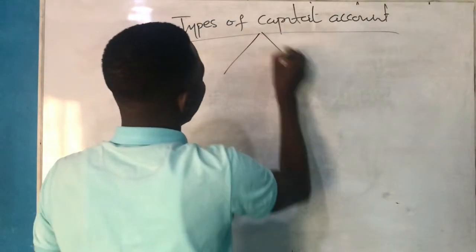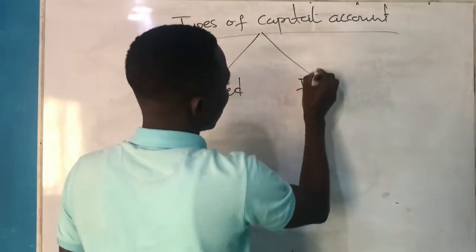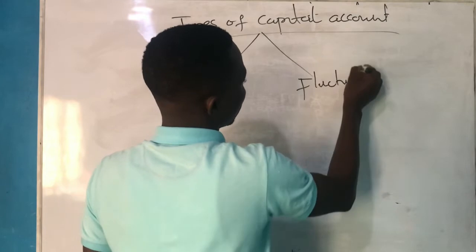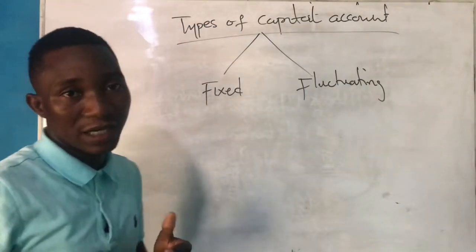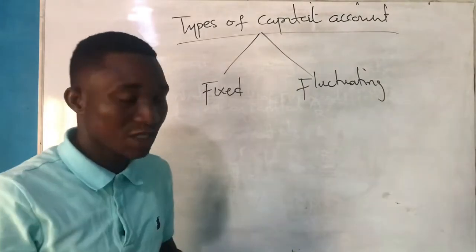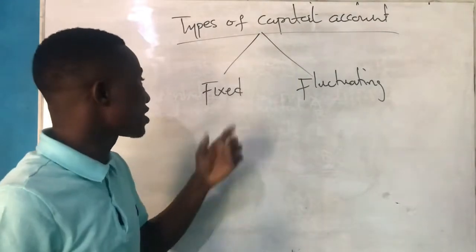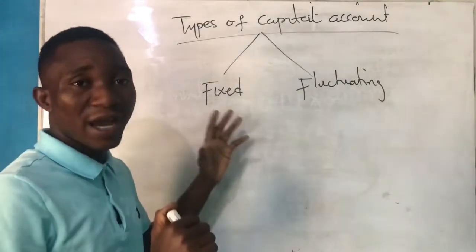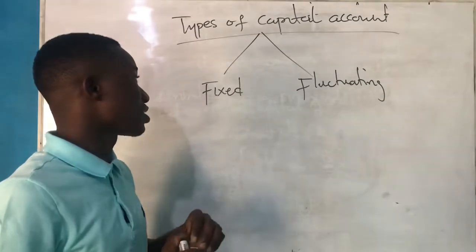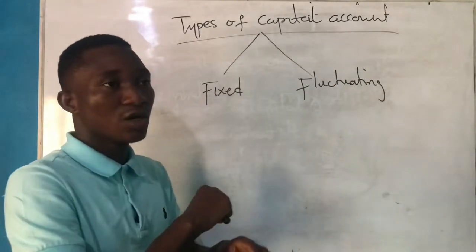Is that okay? So we have fixed and we have fluctuating. So that is fixed capital account and fluctuating capital account. I want to explain this concept before we look at how we prepare them. With the fixed capital account, the rationale behind its preparation is that at the end of the period, the balance on the fixed capital account will be the same.